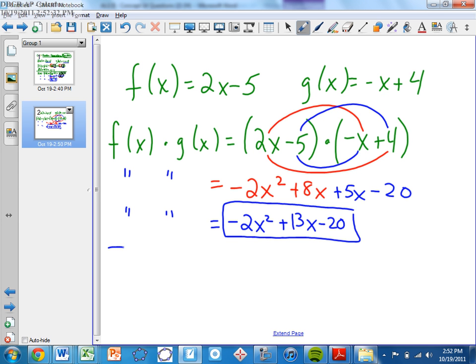So that's what we leave it to. And we leave it like that because look at our terms. Do we have any other like terms to combine? We're all done. We combine our middle like terms, you have to stop there.